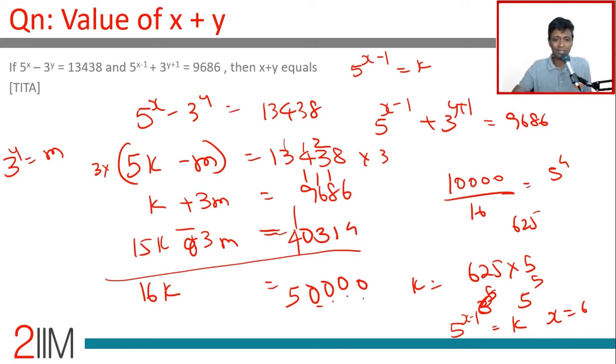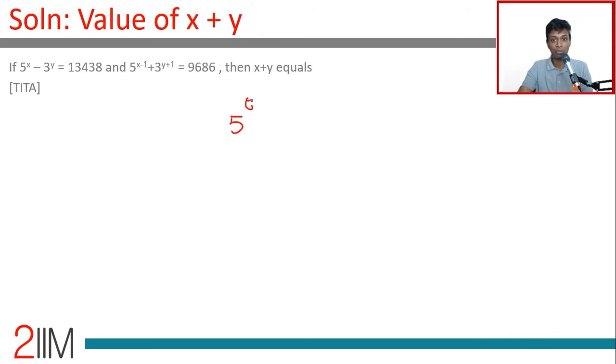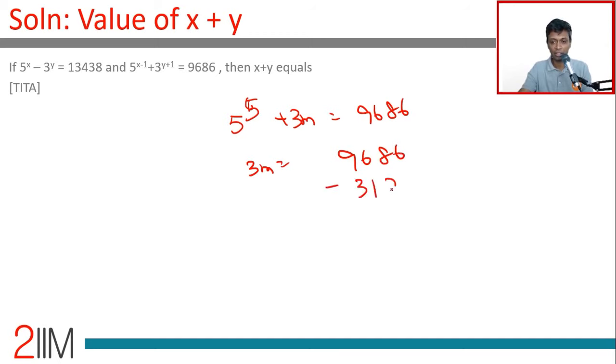So let's take this equation. k plus 3m is 9686. x is 6, 5 power x minus 1 is k. So 5 power 5 plus 3m is 9686. 3m equals 9686 minus 3125. 6 minus 5 is 1, 8 minus 2 is 6, 6 minus 1 is 5.